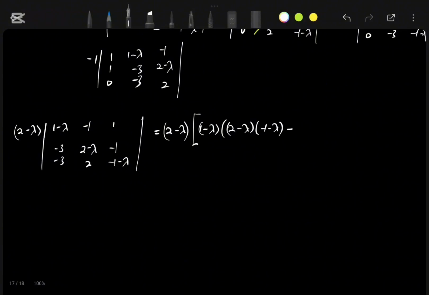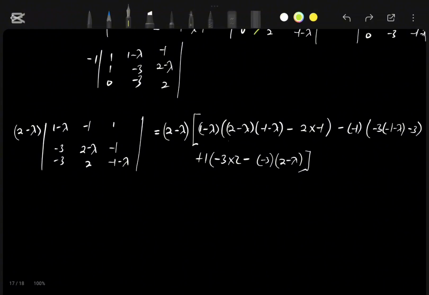minus 2 times minus 1. You have minus, it's bracket minus 1 minus 3, multiplying minus 1 minus lambda, minus 3 minus lambda, which gives us minus 3, plus 1 into bracket minus 3 times 2 minus 3 times 2 minus lambda. Because of this term, and this term, it is better not to expand the bracket, but keep them as they are.